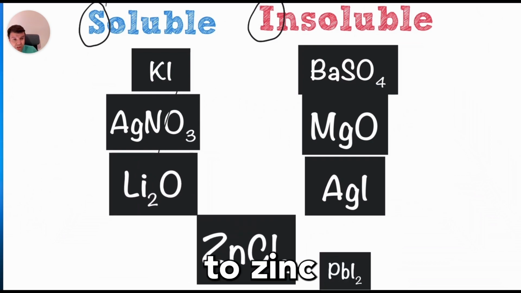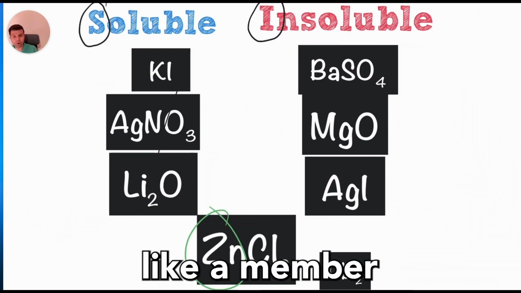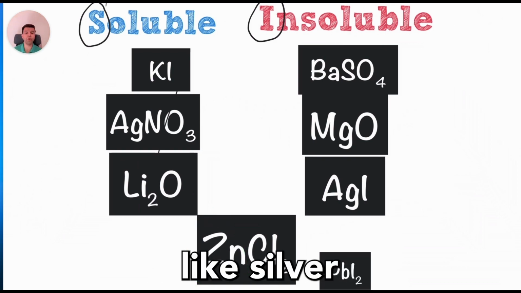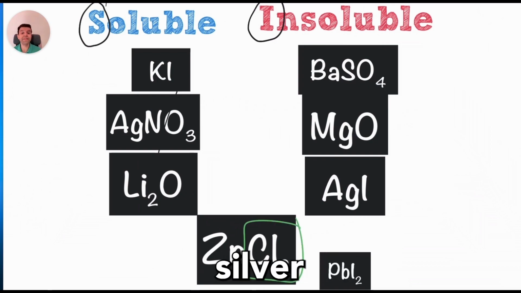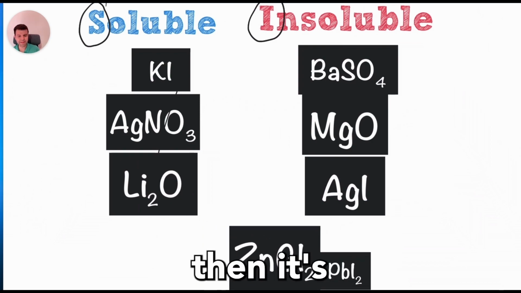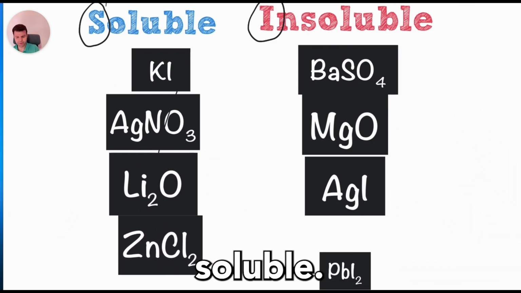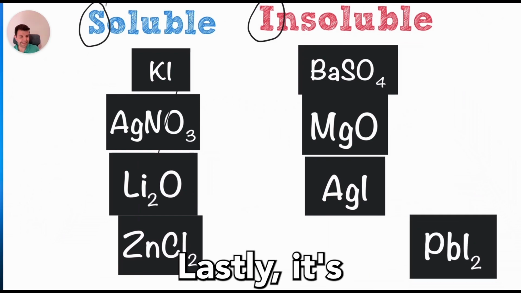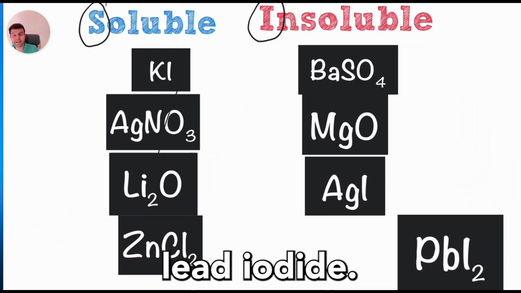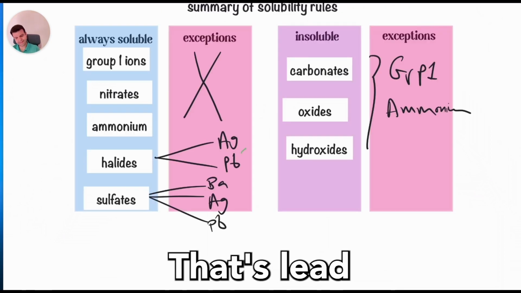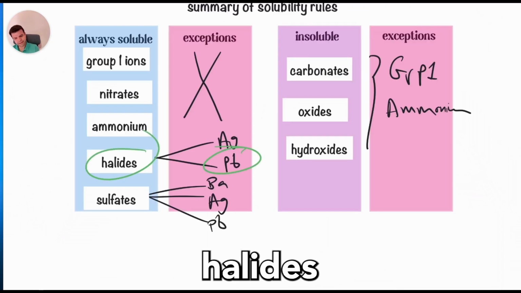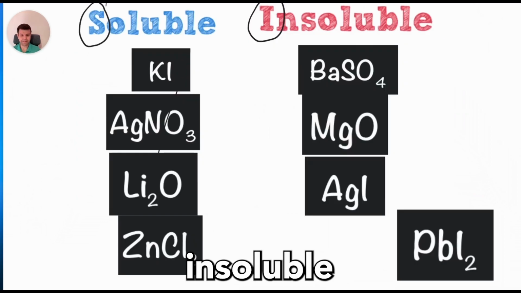When it comes to zinc chloride, zinc is not like silver or lead. It's a halide with an element other than silver and lead. When it's a halide without any of those elements, then it's soluble. Lastly, it's lead iodide. That's one of the exceptions, isn't it? So that's lead with a halide, which makes it insoluble.